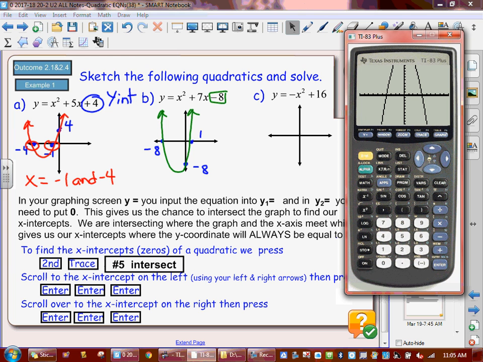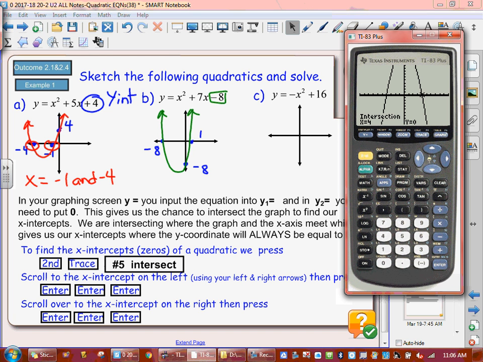So we're going to hit second trace, number 5. Now, we can't see our cursor, so we're going to move it. You look at your x numbers, that's how you tell where he is. If I'm going to move it to the right, I'm finding positive x numbers. So I'm waiting for him to show up. There he is. Now I'm going to hit enter 3 times. 1, 2, 3. We get +4. Now we need to do the second one.